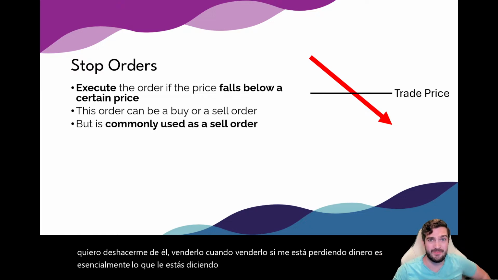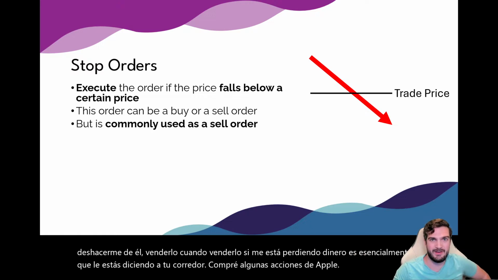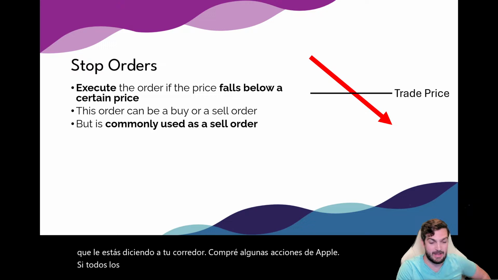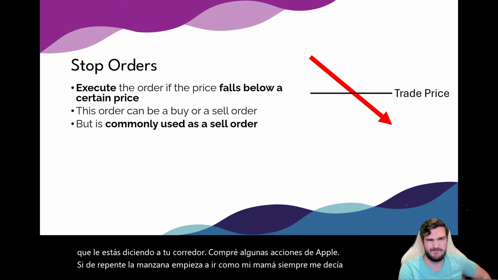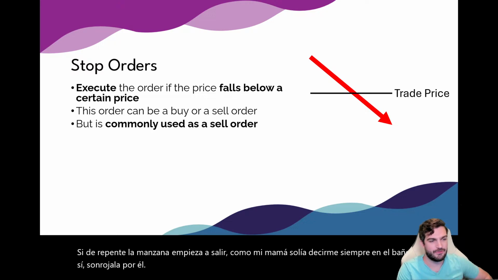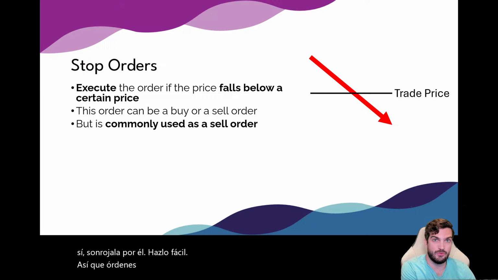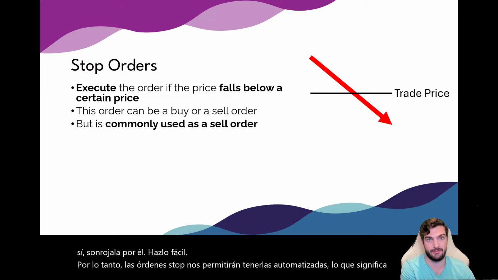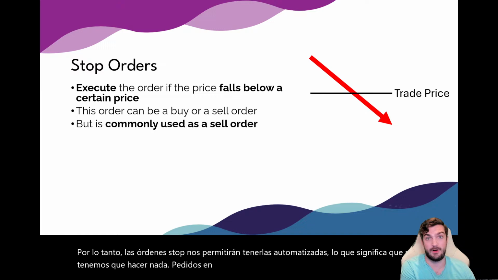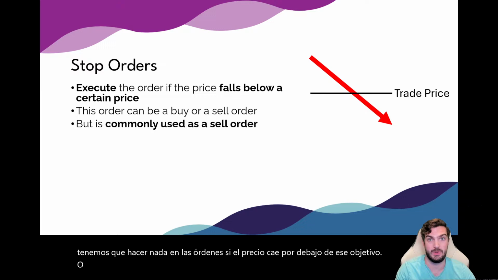I bought some shares of Apple. If all of a sudden Apple starts to go, as my mom used to always tell me, in the toilet, yeah, flush it for me. Make it easy. So stop orders will allow us to have these automated, meaning we don't have to do anything, orders, where if the price falls below that target or that order price, the order will complete.